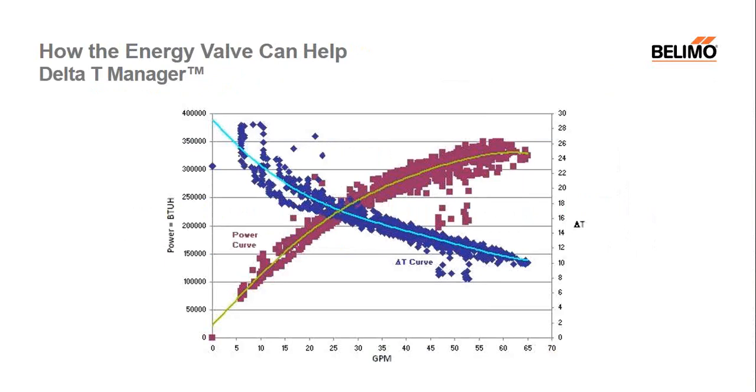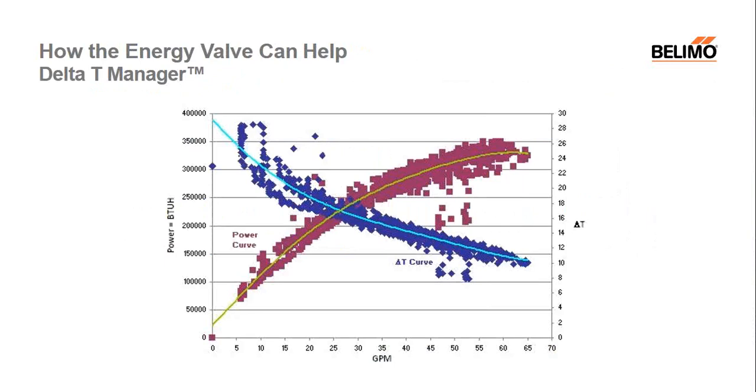This here is another description of low delta T, and I'd like to talk to you a little bit about the relationship between flow and delta T. This is a very simple chart. On the x-axis, we have flow in GPM. The y-axis on the right, we have delta T in degrees Fahrenheit. And the y-axis on the left, we have power in BTUs.